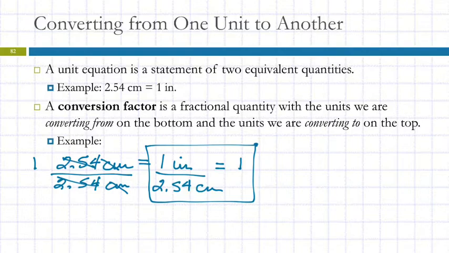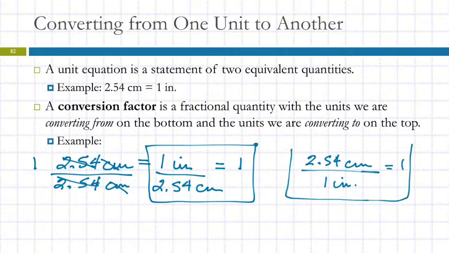I could have done it the other way around. I could have divided by 1 inch. Then I would end up with 2.54 centimeters on top and 1 inch on the bottom. That's also equal to 1. Do you believe it? Okay with that? These are the two conversion factors that I can make from this relationship.